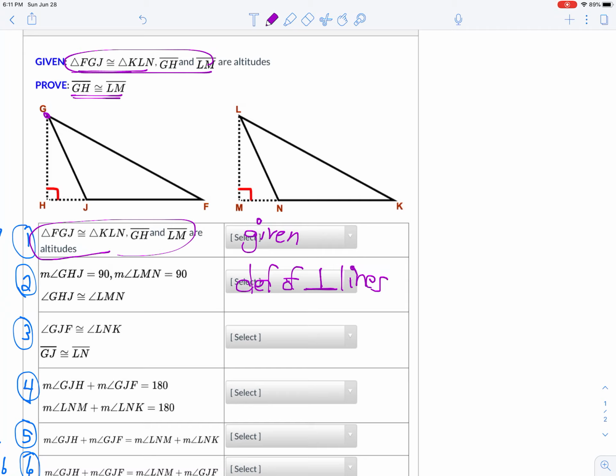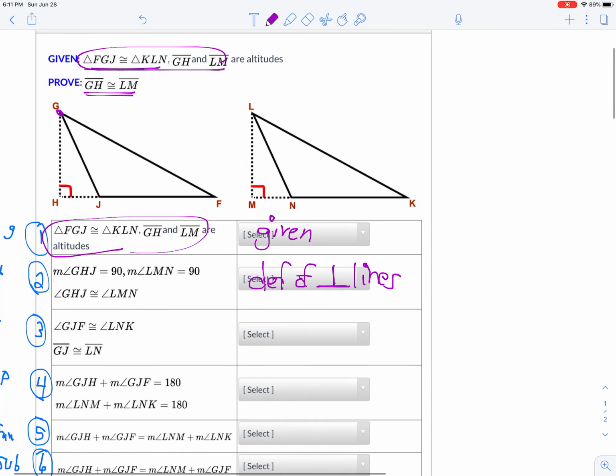Okay, GJF is congruent to LNK. I think, because those triangles are congruent, that's CPCTC. We know that congruent parts of those triangles are congruent. And GJ and LN, GJ is congruent to LN. Those marks aren't on there yet. I'm going to put them on.